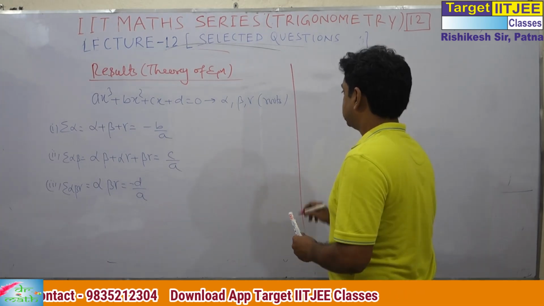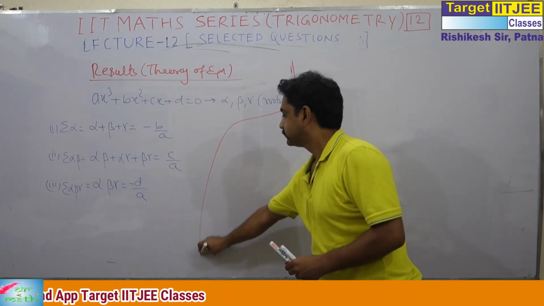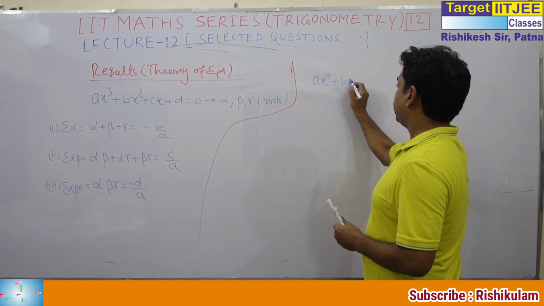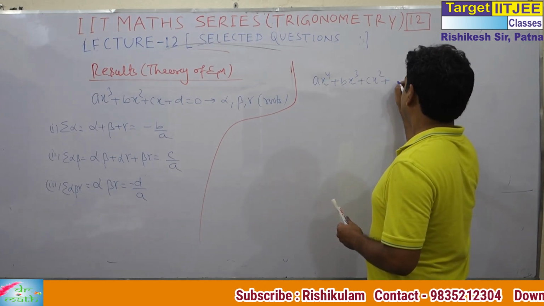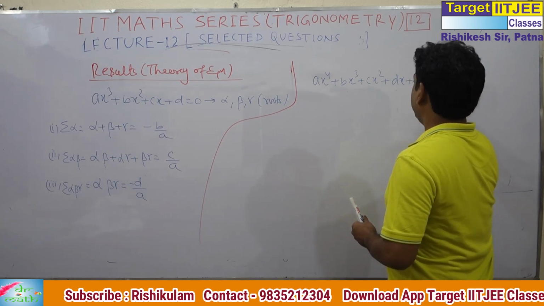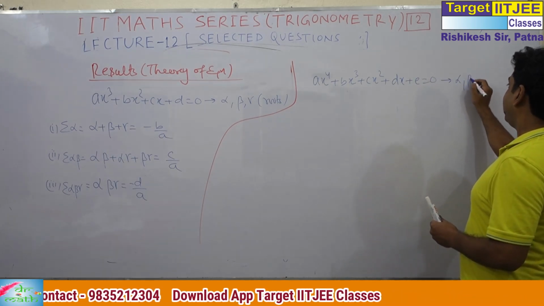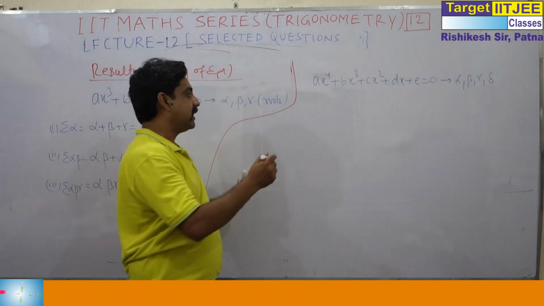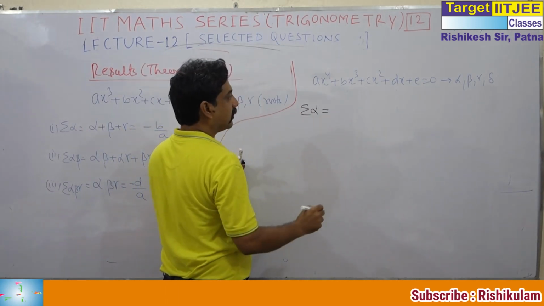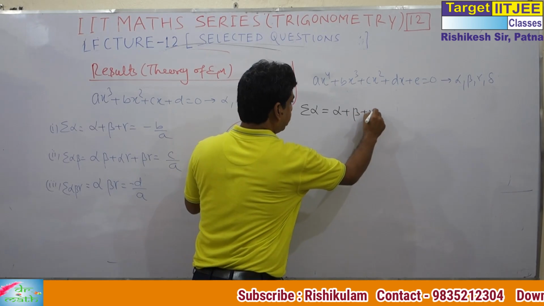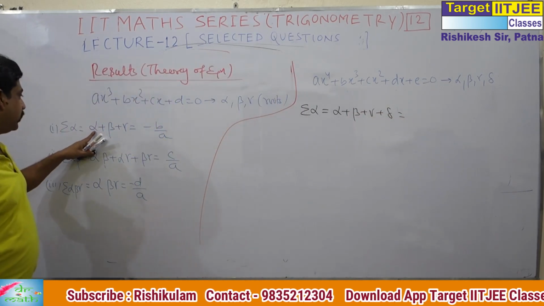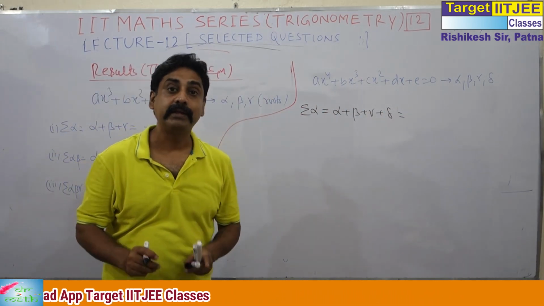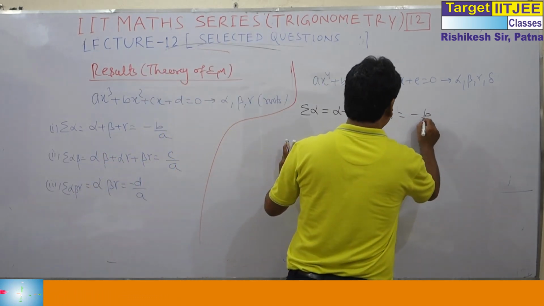Now come to biquadratic. Come to the result of biquadratic. Suppose the roots of ax to the power 4 plus bx cube plus cx square plus dx plus e equal to 0 are alpha, beta, gamma, delta. What is sigma alpha? Sigma alpha means sum of roots, alpha plus beta plus gamma plus delta. Here there are three roots, so sigma alpha is alpha plus beta plus gamma. Here there are four roots, so sigma alpha is alpha plus beta plus gamma plus delta. This is minus b by a.